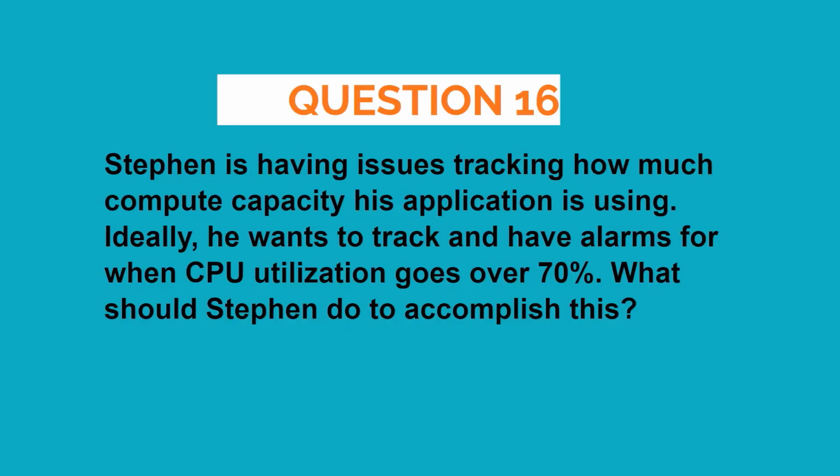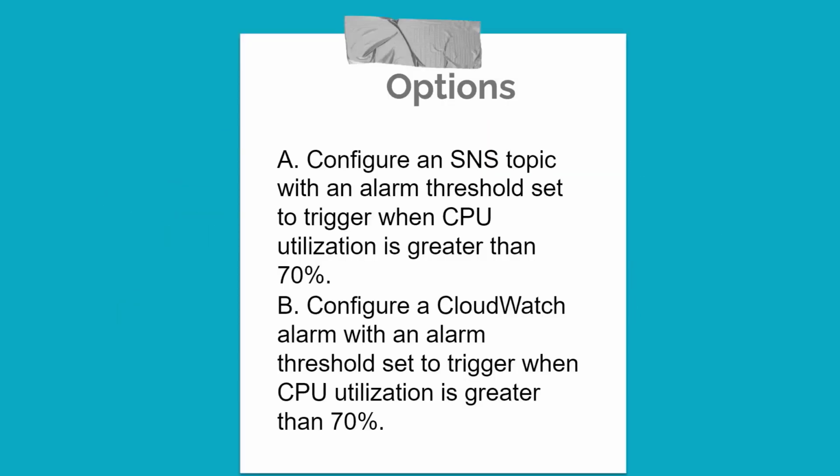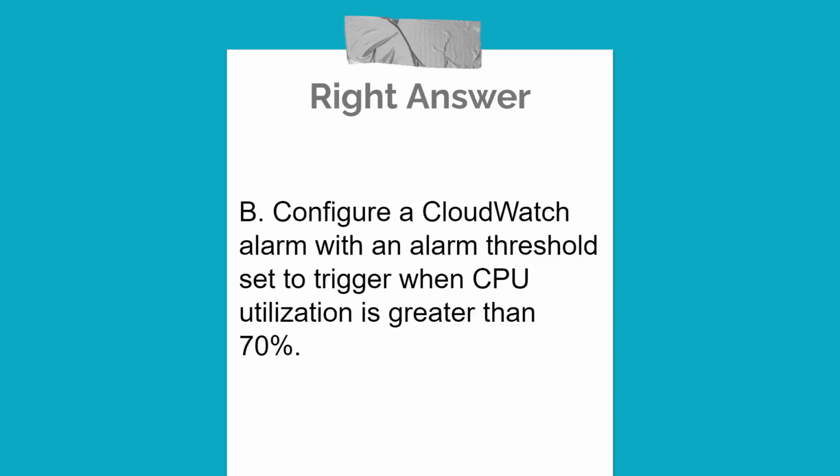Question 16. Stephen is having issues tracking how much compute capacity his application is using. Ideally, he wants to track and have alarms for when CPU utilization goes over 70%. What should Stephen do to accomplish this? Option A. Configure an SNS topic with an alarm threshold set to trigger when CPU utilization is greater than 70%. B. Configure a CloudWatch alarm with an alarm threshold set to trigger when CPU utilization is greater than 70%. Right answer is B.